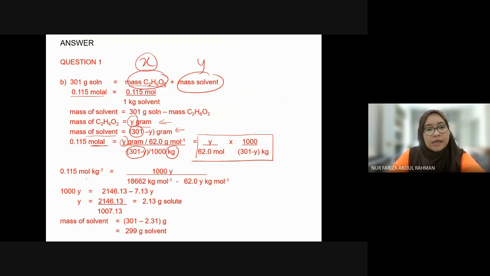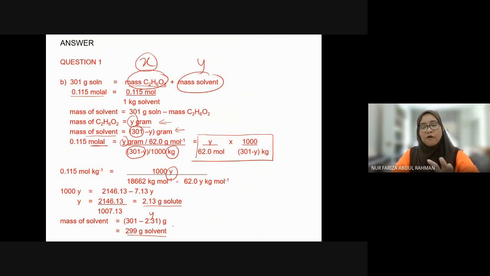So we rearrange whatever needs to be rearranged, and proceed further. The mission is to find the Y. So we solve this mathematically. So we have 2.13 as the mass of the solute. Remember, Y is the mass of solute. Once we have this, we can simply take 301 minus 2.31, which is the Y, in order to get the mass of the solvent.